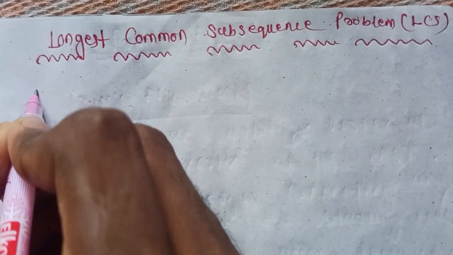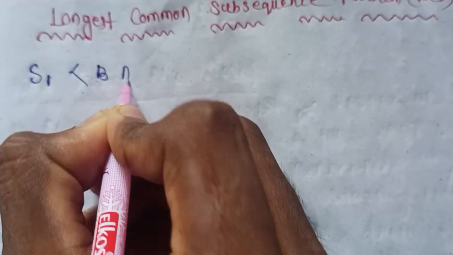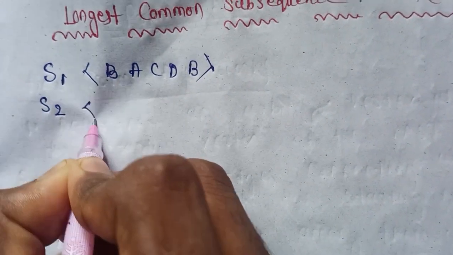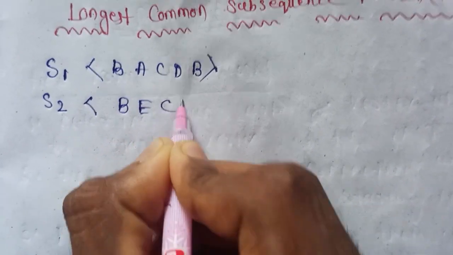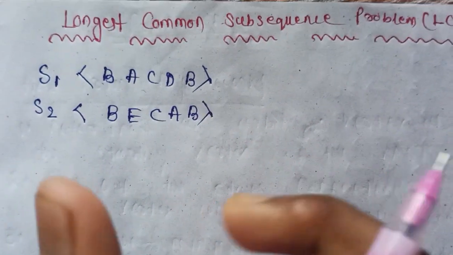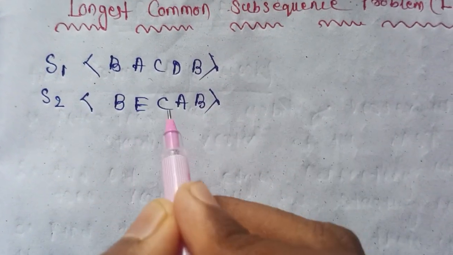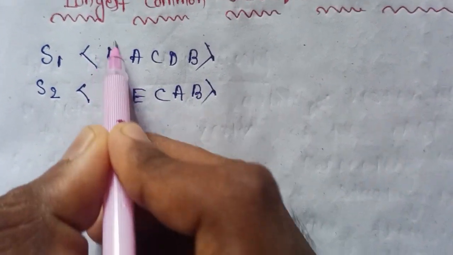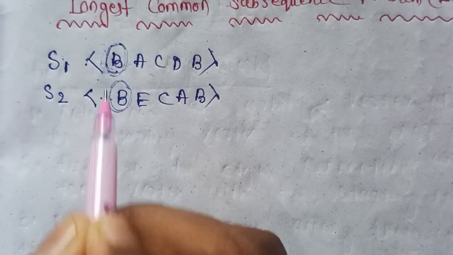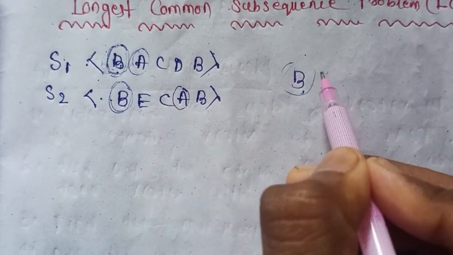Let us assume one string is s1 and the letters are B, A, C, D, B. Another string is s2, and the letters are B, E, C, A, B. These two strings are given in the question. Here we have to find the longest common subsequence. First we have to know what a common subsequence is. B is present in string 1 and also in string 2, so B is a common subsequence. Then A is also present in both, so A is a common subsequence.